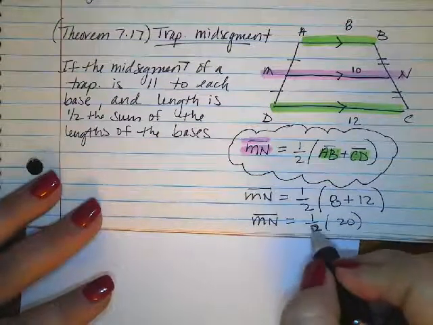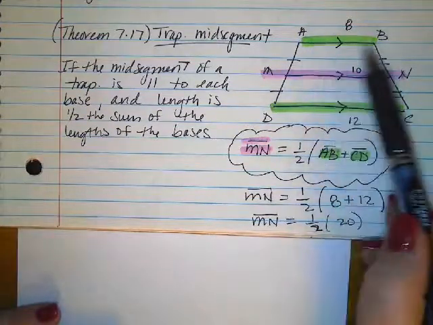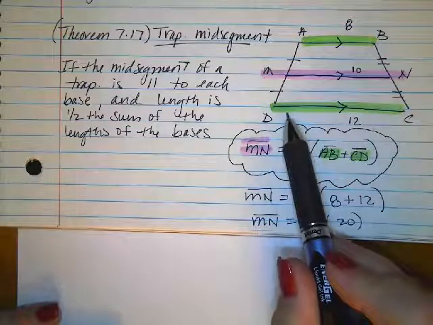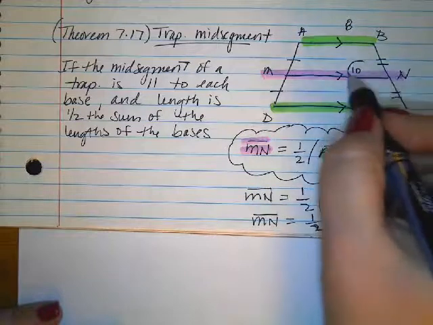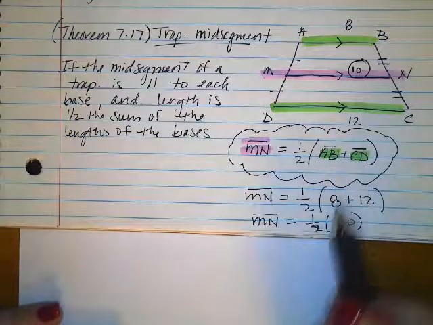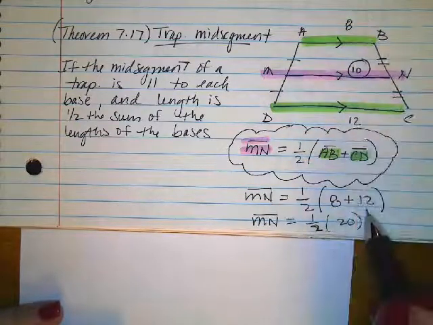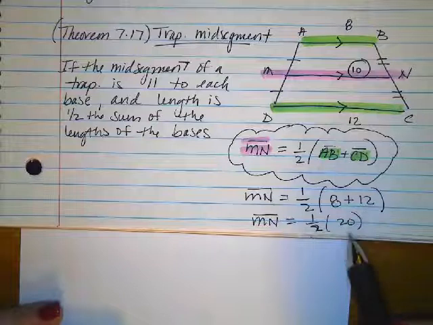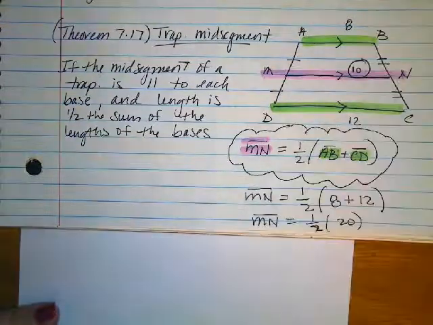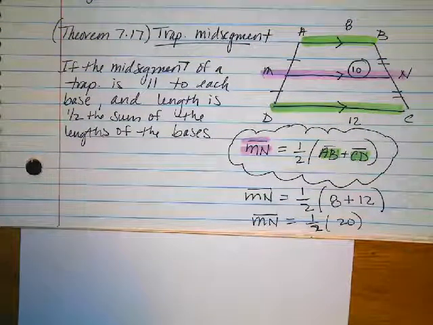So what I did was I put 8 for my green base AB, and then I put 12 for my green base DC. And I was able to solve and get my mid-segment because I replaced those in here. So for AB, I said it was 8, and for DC, I said it was 12. 8 plus 12 is 20. 1/2 of 20 is 10. So you can see that you can mathematically, or sometimes algebraically, what we're going to see, solve for your mid-segment.